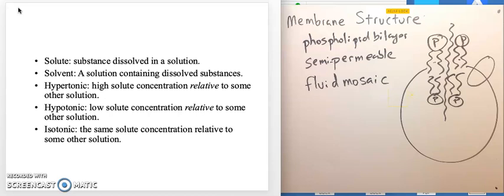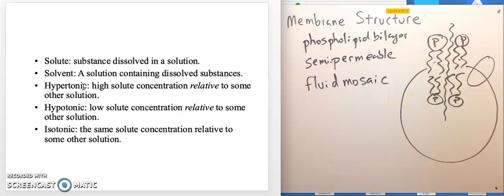And when we talk about different solutions, we can describe the relative solute concentration between two. So a solution that's hypertonic has a higher solute concentration compared to other solutions. So these terms are relative. So the word hypertonic describes something compared to another solution. Just like you could say that chair is bigger than a different chair.